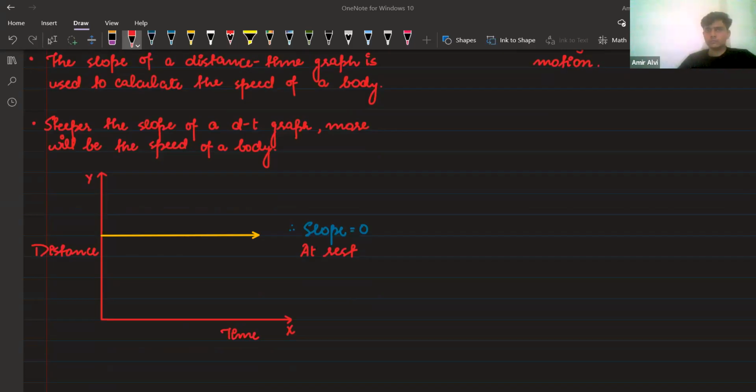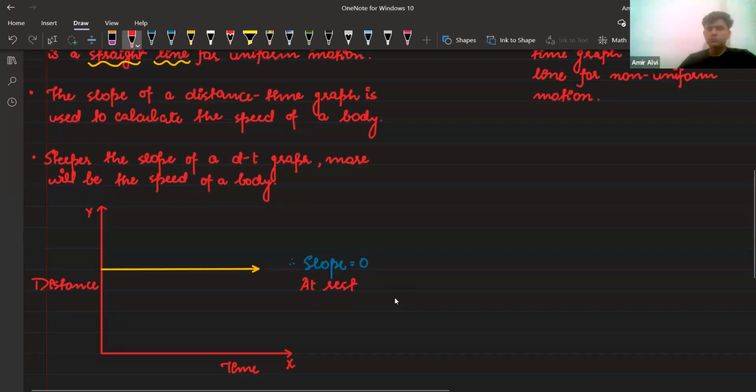For the third point of the uniform motion, could you read the first word? Steeper. Steeper. Okay, sir.